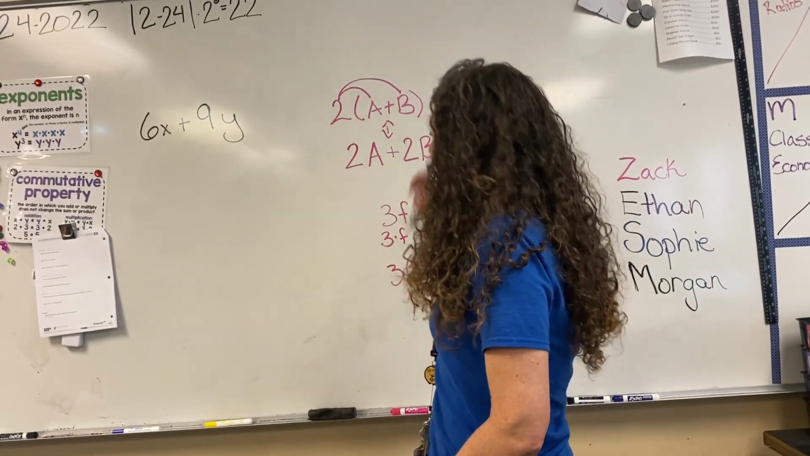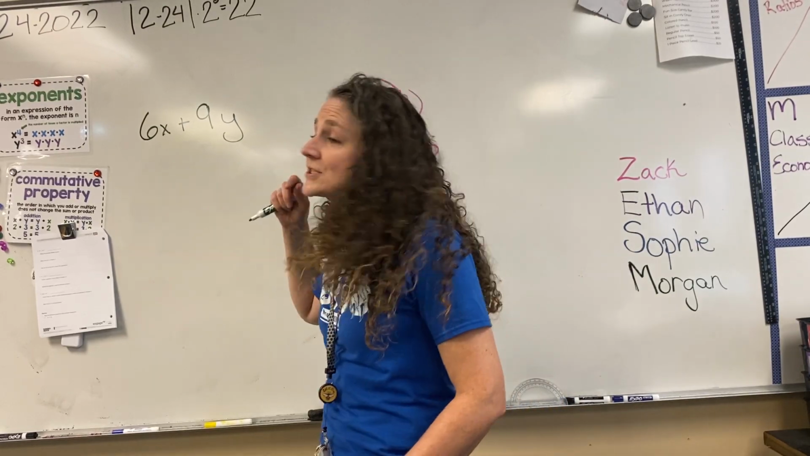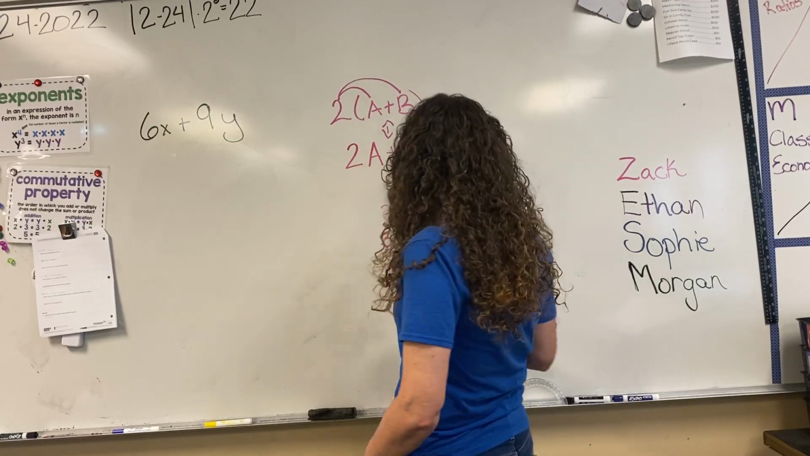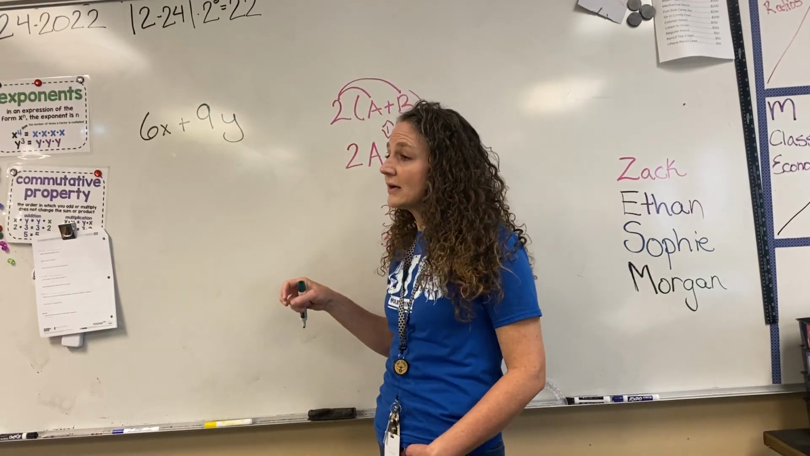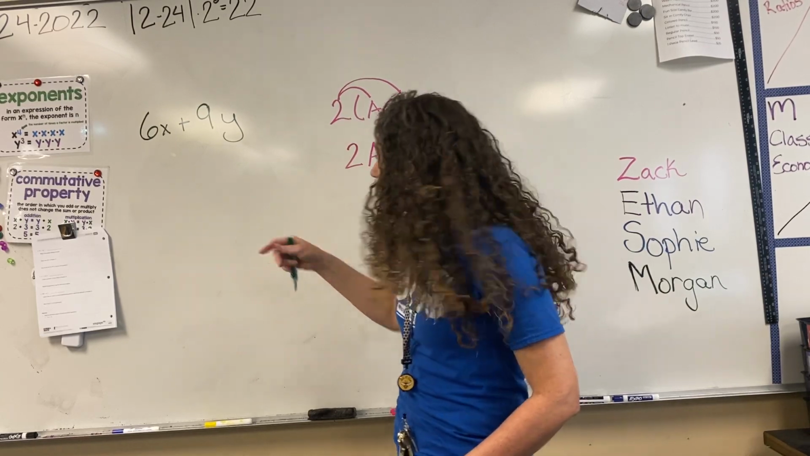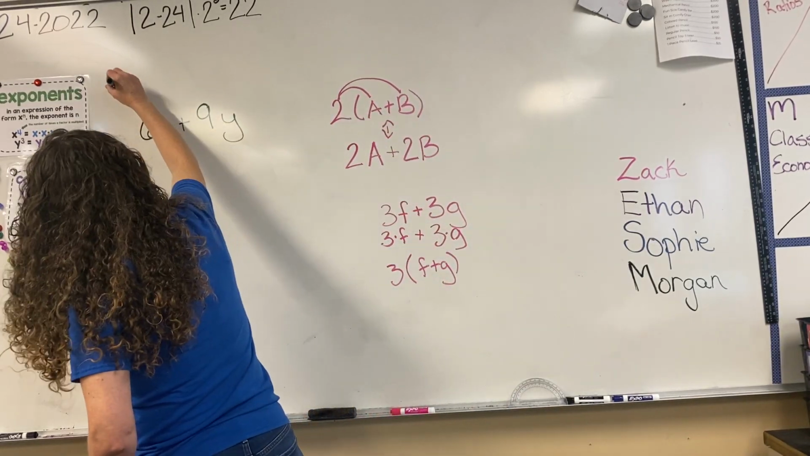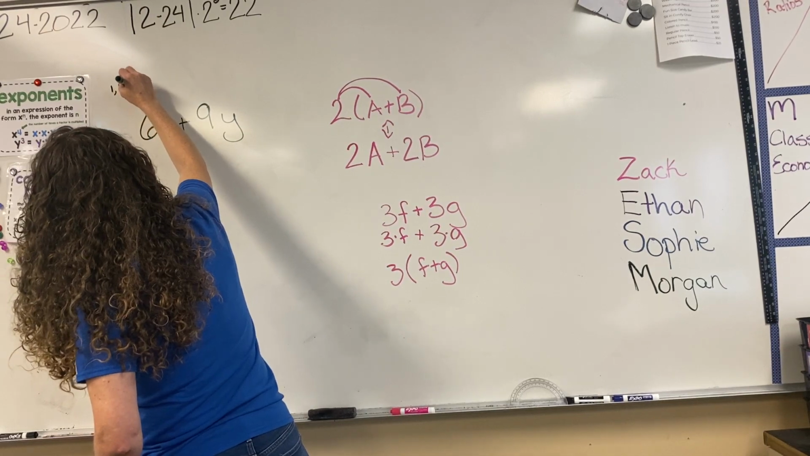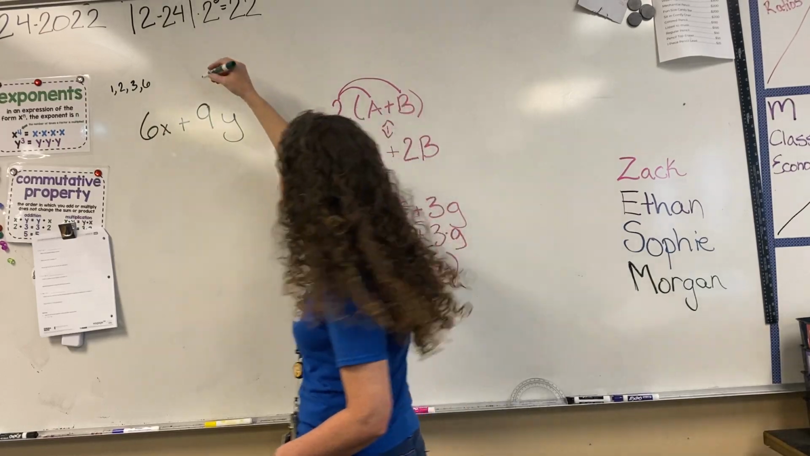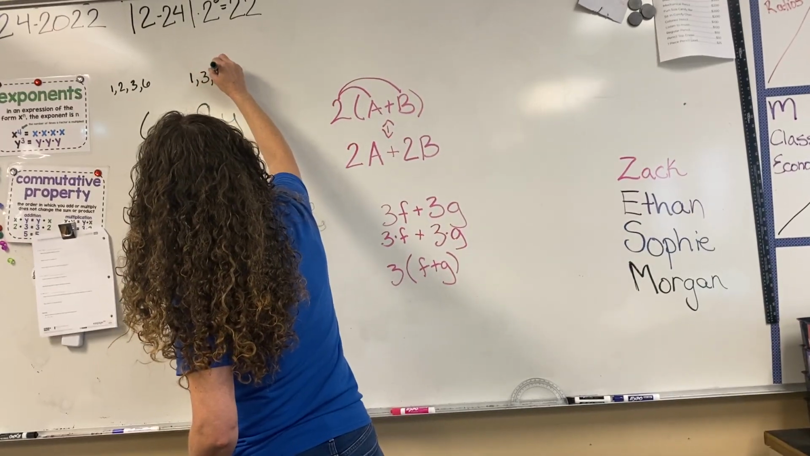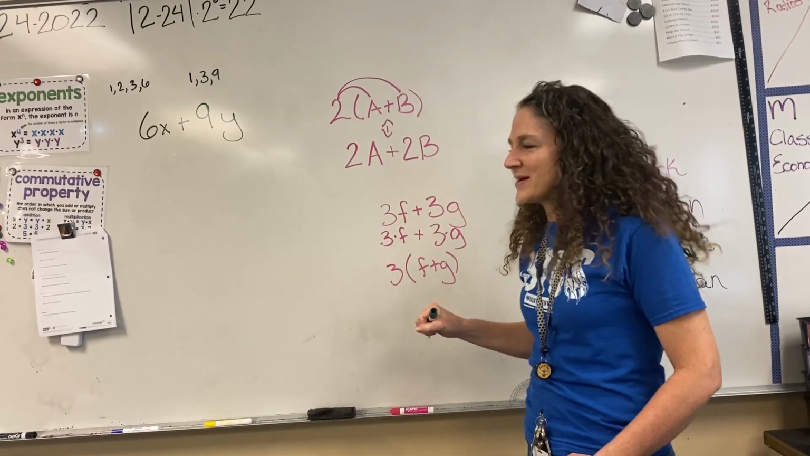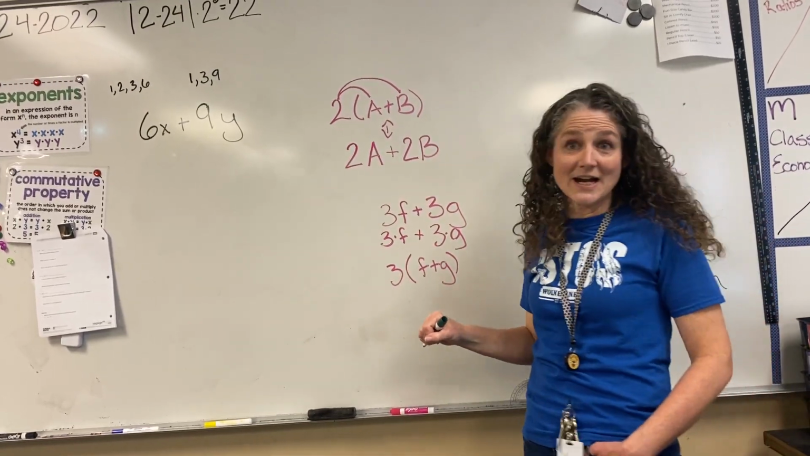Sit right there. All right, so what's the greatest common factor here? Last time it was super easy because it was 3. Is it 3? What are the factors of 6? 1, 2, 3, and 6. What are the factors of 9? 1, 3, and 9. What's the greatest common factor? 3. I made us go through some difficultness to get there.